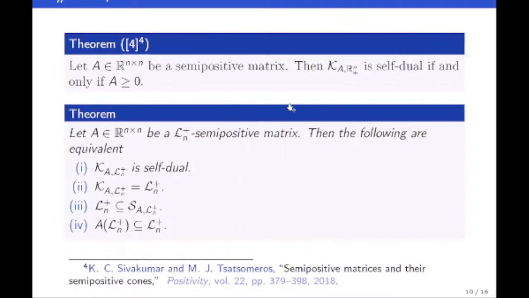We have shown a similar result for Ln plus semi-positive matrices as well. If A is a square Ln plus semi-positive matrix, then the semi-positive cone Ka Ln plus is self-dual if and only if A belongs to pi k. That means A of Ln plus is a subset of Ln plus, by showing the following are equivalent. Number one, Ka Ln plus is self-dual. Second, Ka Ln plus is the same as Ln plus. Third, the Lorentz cone Ln plus is a subset of Sa Ln plus. And the fourth one is A belongs to pi k, that is, A of Ln plus is a subset of Ln plus.